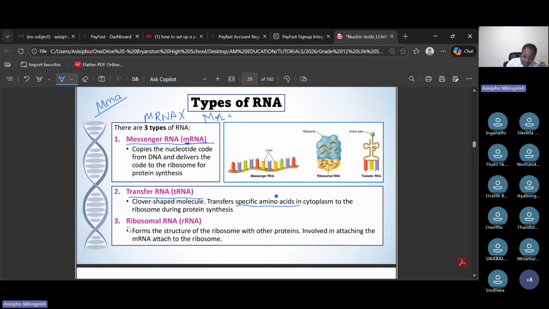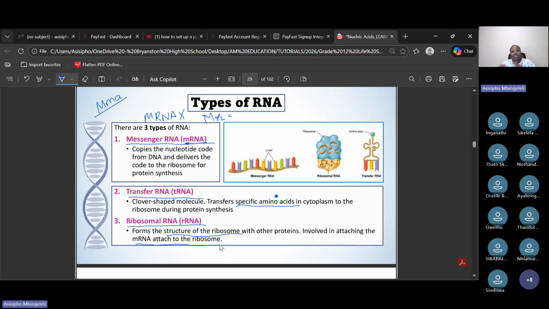Then we get ribosomal RNA. With ribosomal RNA, this is the type of RNA that forms the structure of the ribosome with other proteins. So this one is involved in attaching the messenger RNA to the ribosome.